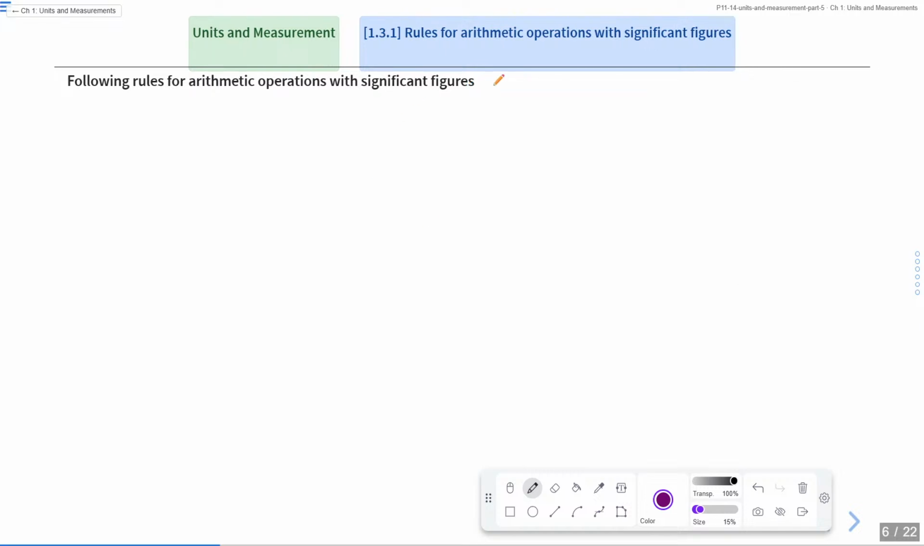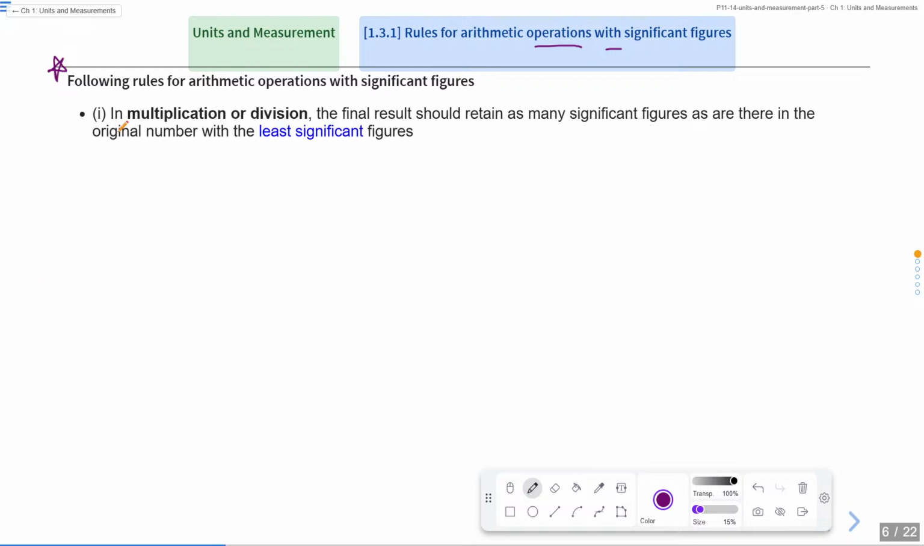Okay. Now there are some rules for arithmetic operations with significant figures. If you add or subtract two measurements, two quantities, or you divide or multiply, what are the rules for arithmetic operations? How many significant figures should we keep in the answer? That is a very important topic.